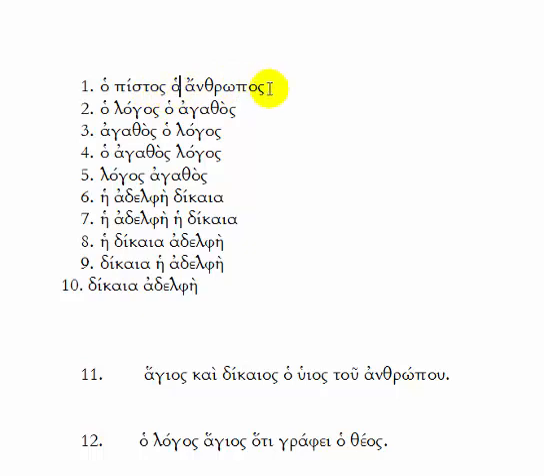Ho pistos ho anthropos, that simply means the faithful one, the man, the faithful man. No real difference in meaning there between the two of those. So these are two ways of doing attribution in Greek.